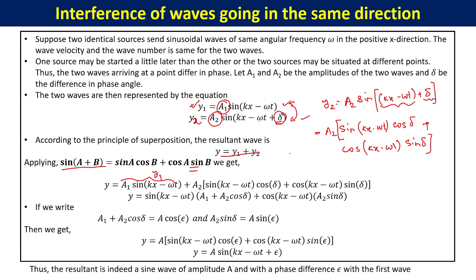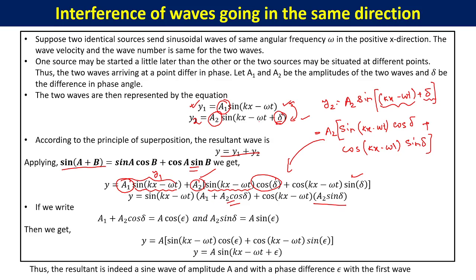If I put this directly, then you can see that there is a sine of kx minus omega t here, and here also you have a sine of kx minus omega t. So you can take these two things common. So sine of kx minus omega t, if you take common, you will retain one term from here, a1 plus a2 cos of delta. And similarly you can take cos of kx minus omega t, in which case you will have a2 sine delta together.